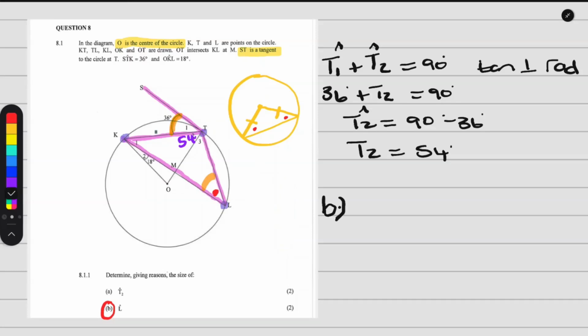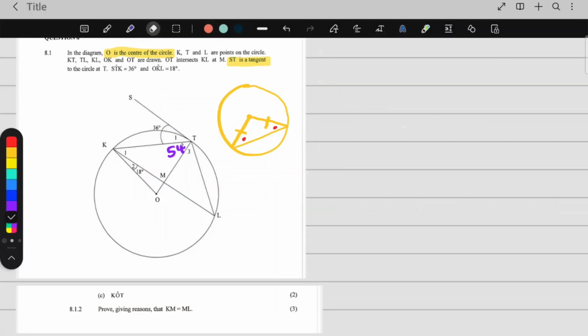I'm going to write number B. I'm just going to say angle L is also 36, and the reason is tan chord theorem. Okay, so let's remember to put in our 36 here. So this is 36 degrees.